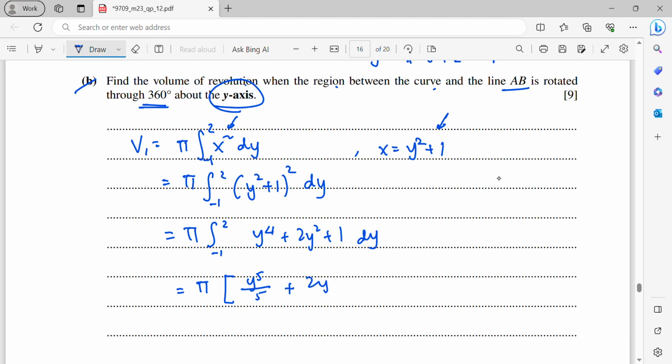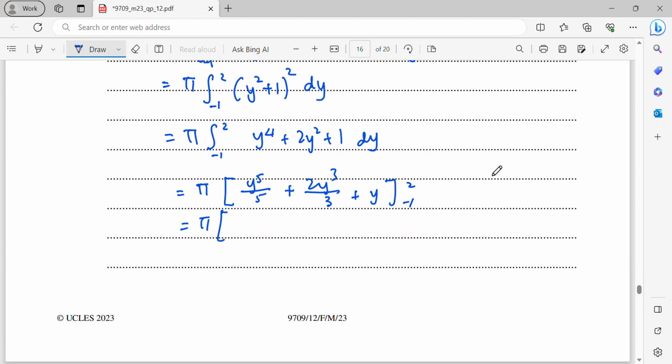And now when you do integration, the first term is going to be y to the power 5 over 5. Second term is 2y cubed over 3. Third term is going to be just y. Then now you replace the limits. Replace the y by 2 first, then minus when it is minus 1. So I will get 2 to the power 5 over 5 plus 2 over 3 times 2 cubed plus 2. All of this you minus when the y is minus 1. So minus 1 to the power 5 over 5 plus 2 over 3 times minus 1 cubed plus minus 1.